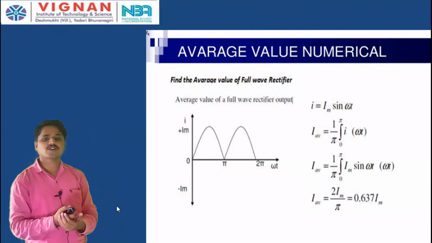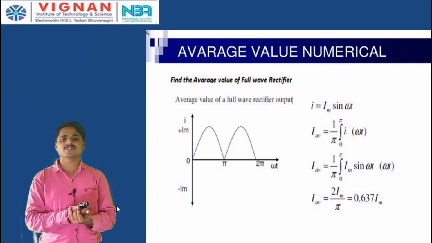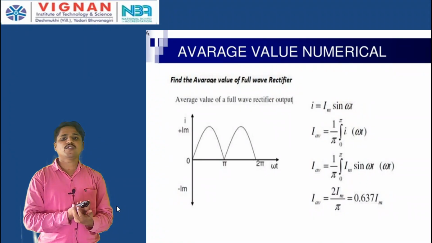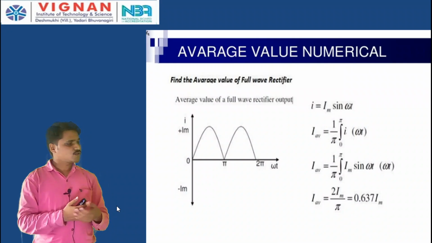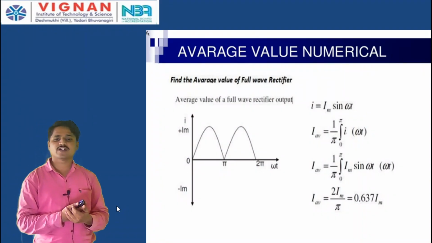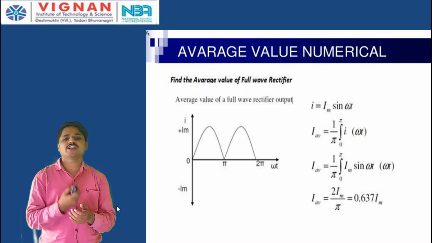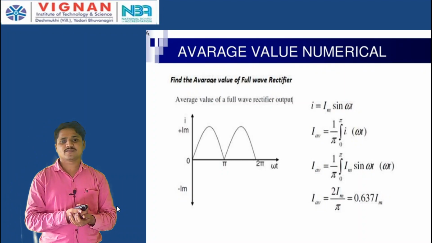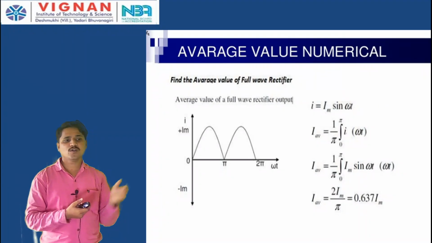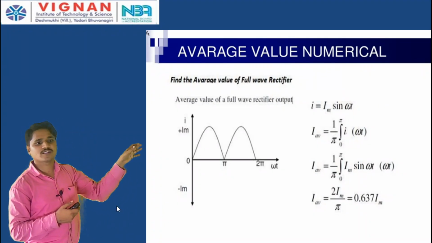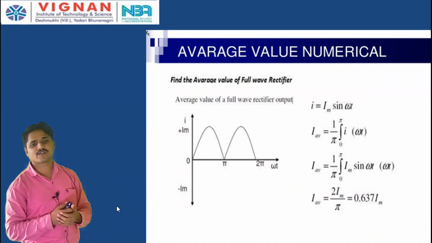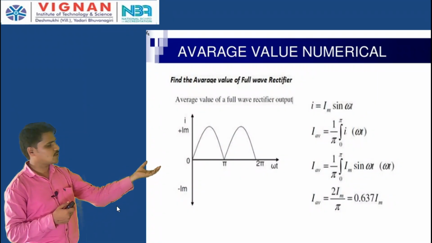First, let us solve this: find the average value of a full wave rectifier output. What is a rectifier? A rectifier is a device which converts the AC into pulsating DC. The full wave rectifier converts the AC into pulsating DC. Now, this is the average value of the full wave rectifier output. What is the average value? What is the DC value?